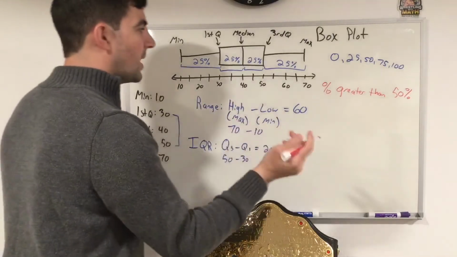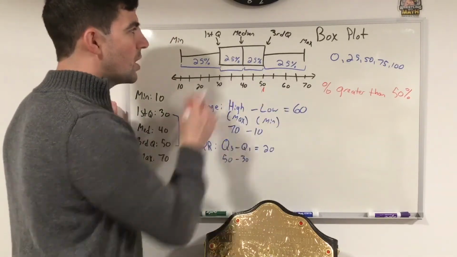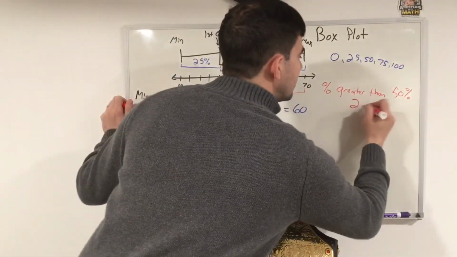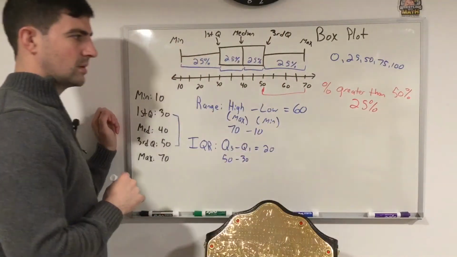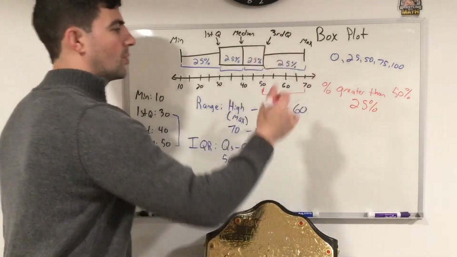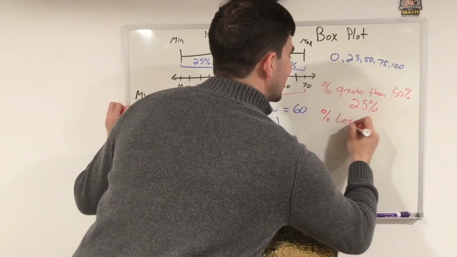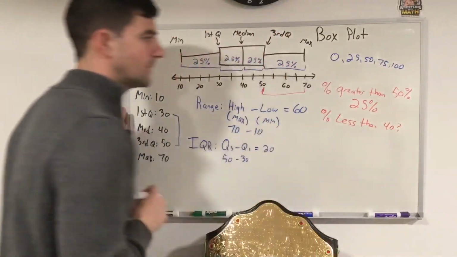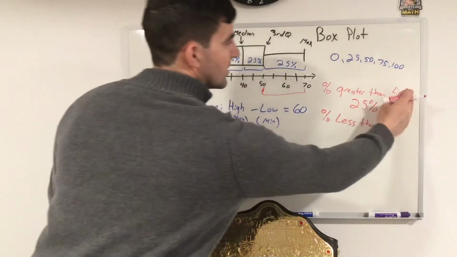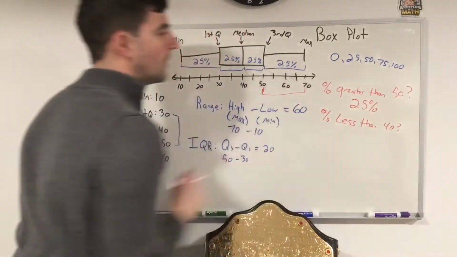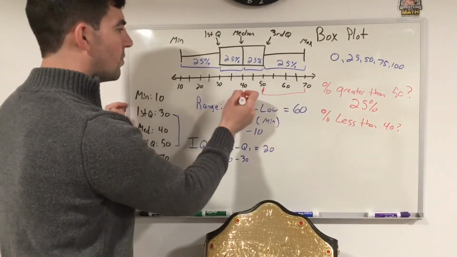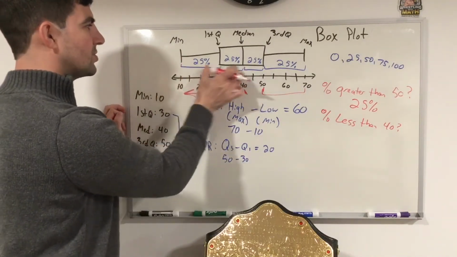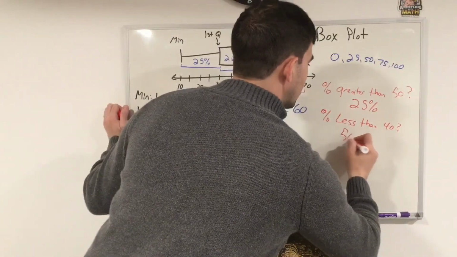I look at my box plot and find where 50 is. What percentage is greater, from 50 to my maximum? That's 25%. Again, I'm dealing with quarters. What about the percentage less than 40? Find 40, right there. That's my median. So what percentage is less? We add up the two quarters here: 50%.